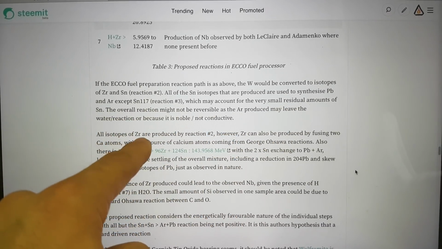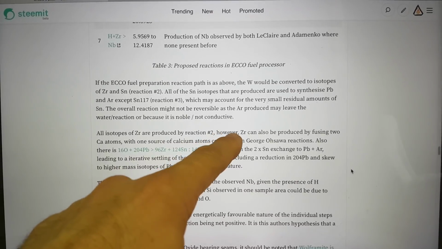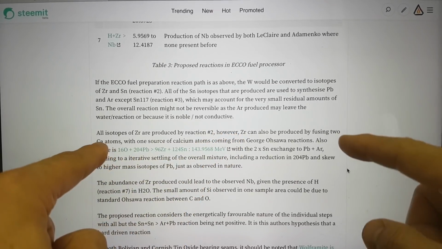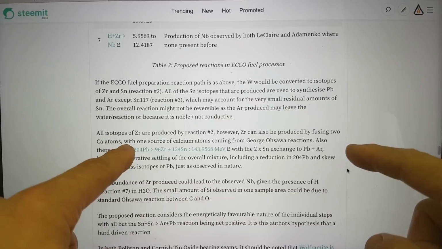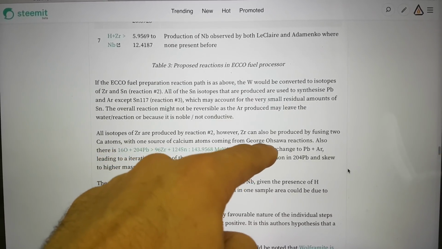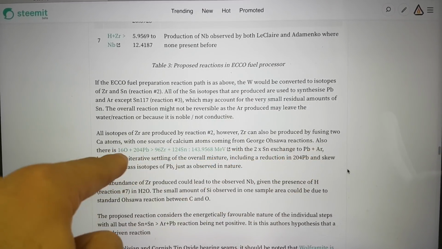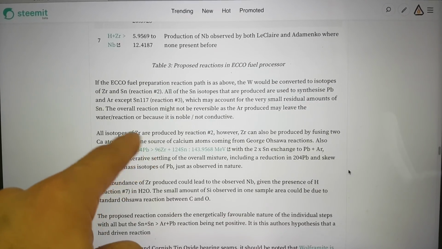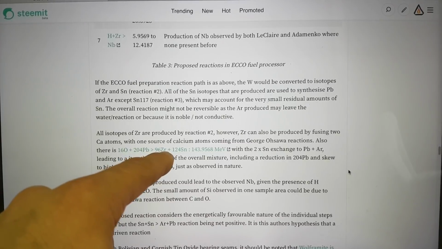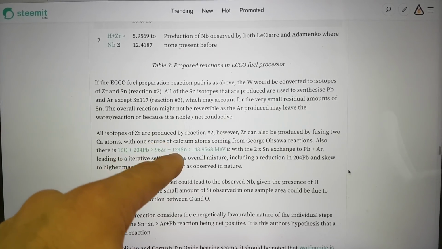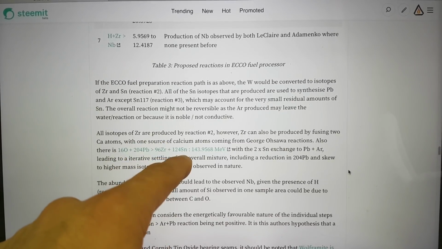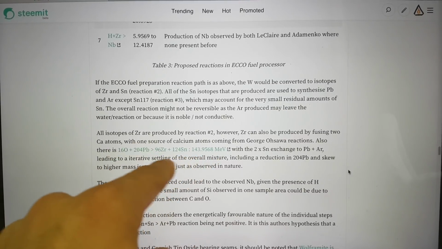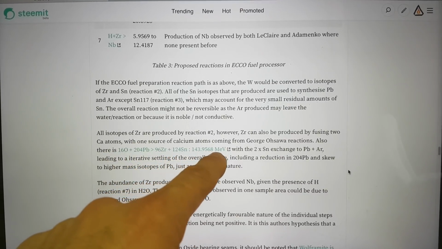All isotopes of zirconium are produced by reaction 2. However, zirconium can also be produced by fusing 2 calcium atoms, with one source of calcium atoms coming from George-Oshler reactions. Also, there is 16 oxygen plus 204 lead. So the 204 lead that's synthesized can go to 96 zirconium. That's more zirconium being produced, plus more tin. So this is a reaction here that's extremely energetic.